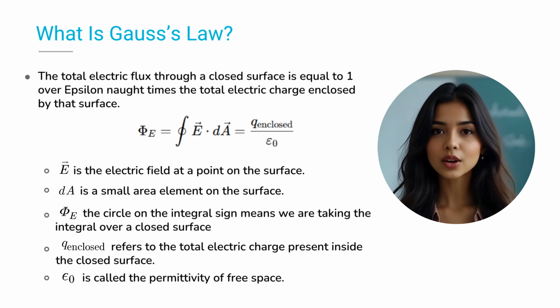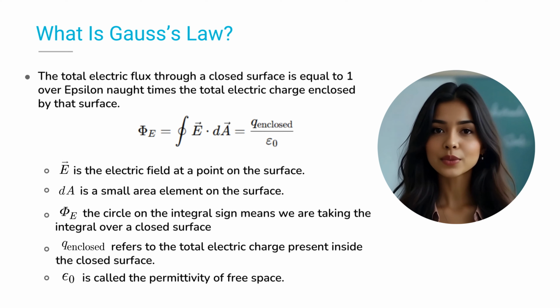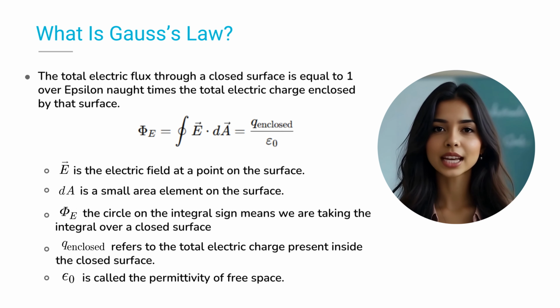Q enclosed refers to the total electric charge present inside the closed surface. It doesn't matter how the charge is distributed, only the total inside the surface counts. Epsilon naught is called the permittivity of free space. Its value is approximately 8.85 times 10 to the power minus 12 coulombs squared per newton meter squared.